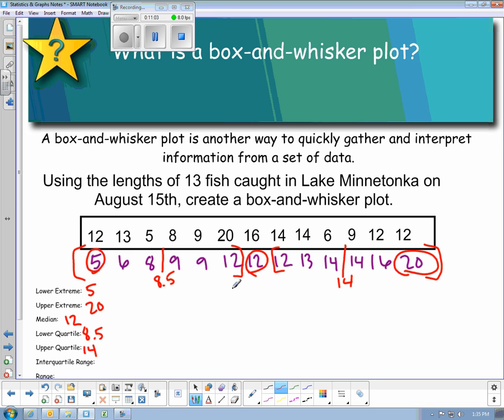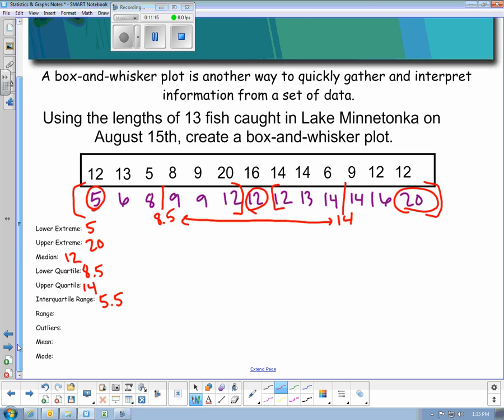The interquartile range is the range from the upper quartile to the lower quartile. When I subtract those two, 14 minus 8.5 is 5.5. And then any outliers, in this case, there are none because 20 is not more than 1.5 times away from the last one. 20 is only 4 points away, and the interquartile range is 5.5. So I'm already within that, even before multiplying it by 1.5.